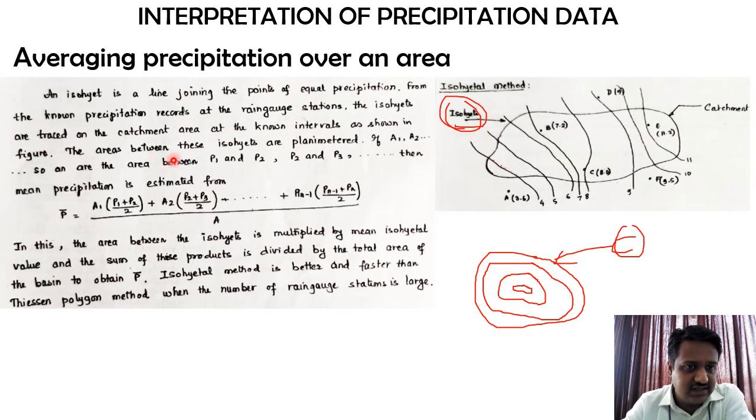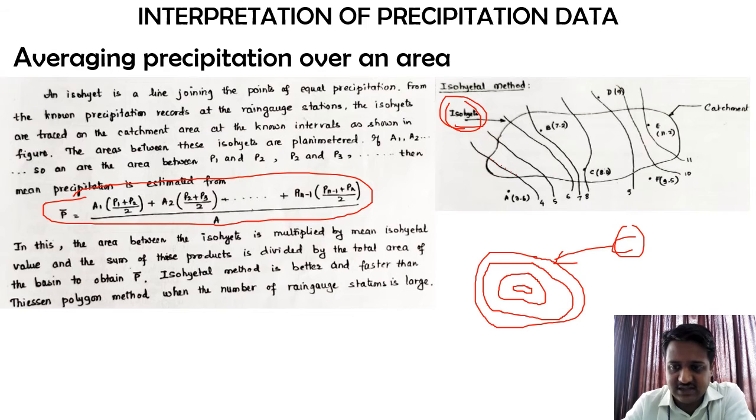The areas between these isohyets are planimetered. If A1, A2 and so on are the areas between P1 and P2, P2 and P3 and so on, then the mean precipitation is estimated from P bar is equal to A1 into (P1 plus P2) by 2 plus A2 into (P2 plus P3) by 2 and so on, divided by A. Here also, this particular equation is exactly similar to the general aspect I explained a few slides back.